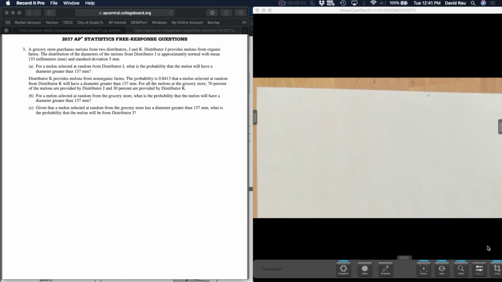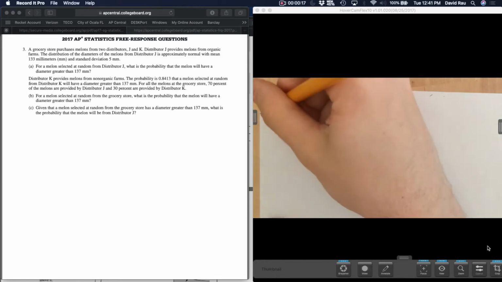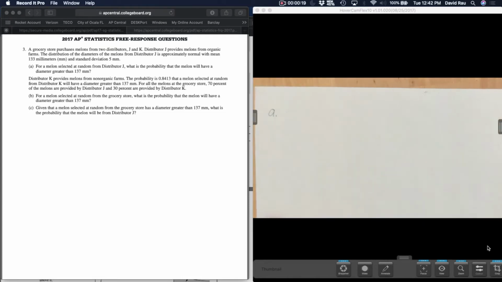Right, everyone, it's time for question 3, and we've got melons from two different distributors, and it looks like they are normally distributed with certain means and standard deviations. Okay, so for part A, this is the easy one. So for one melon, that's kind of key there, selected at random from distributor J, what's the probability that the melon will have a diameter greater than that?